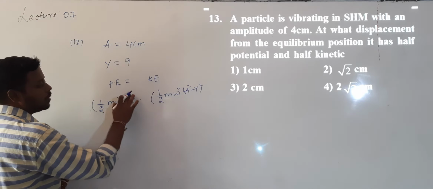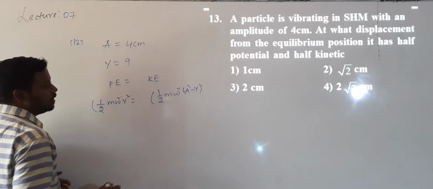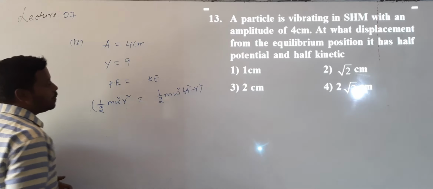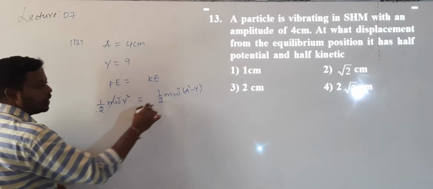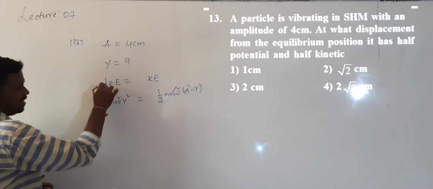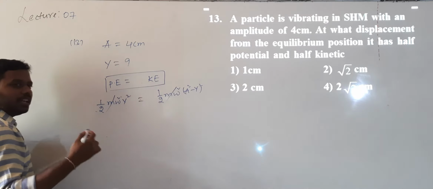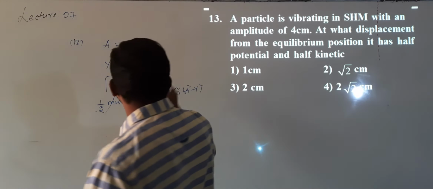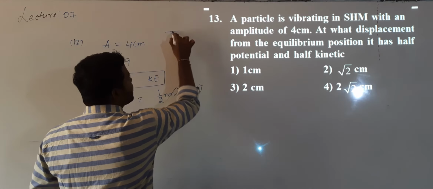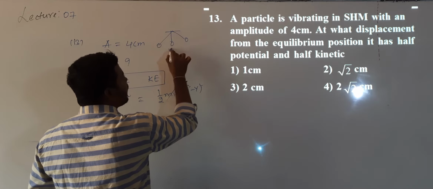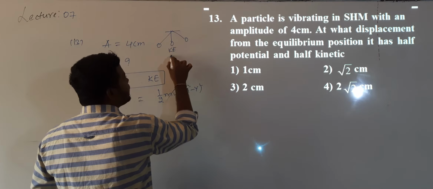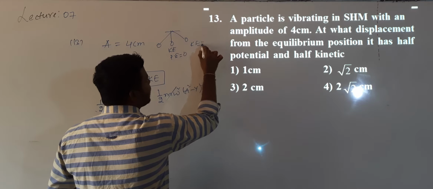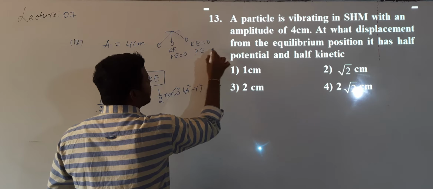1 by 2 m omega square y square is equal to 1 by 2 m omega square into a square minus y square. 1 by 2 m omega square cancels on both sides. They are asking at what displacement the potential energy value and kinetic energy value are both equal. Generally, you know when a particle executing SHM is at mean position, it has only which energy? Kinetic energy. Potential energy is 0. Whereas at extreme position kinetic energy is 0 and potential energy value is not 0.